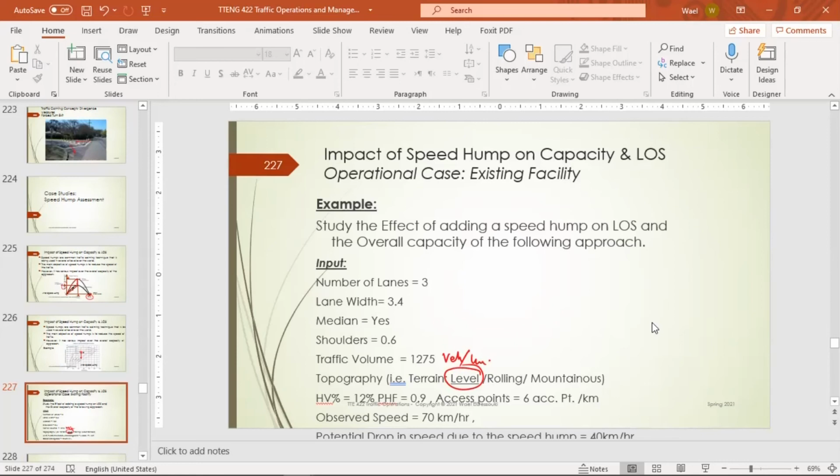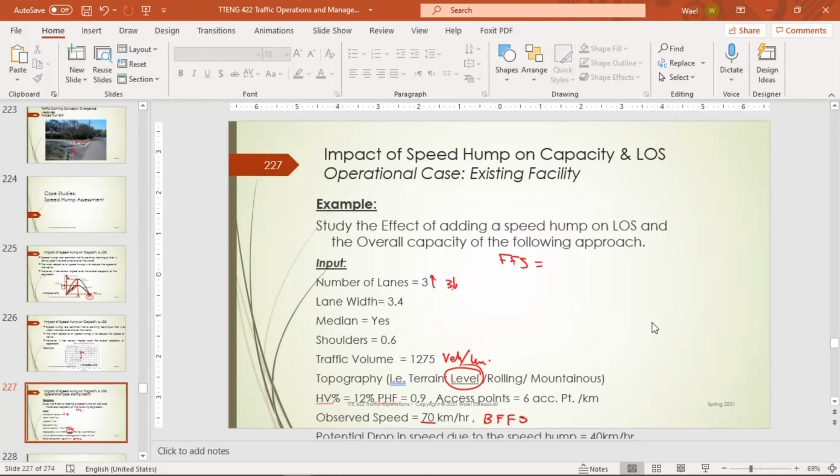Number of lanes, that's in each direction. So here we have 3 and we have 3 on the opposing direction. I'm not sure if that's correct, but anyway. Let's see the free flow speed. The observed speed is 70, so this will be the basic free flow speed.